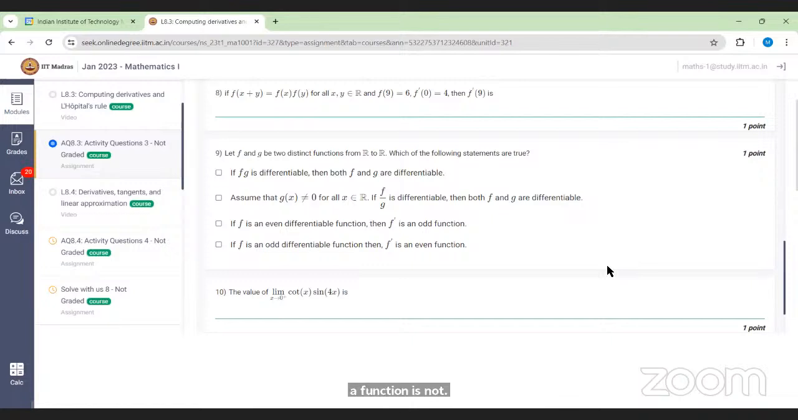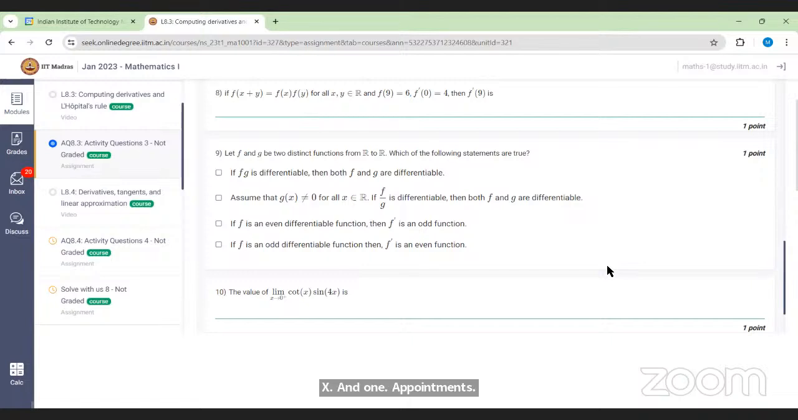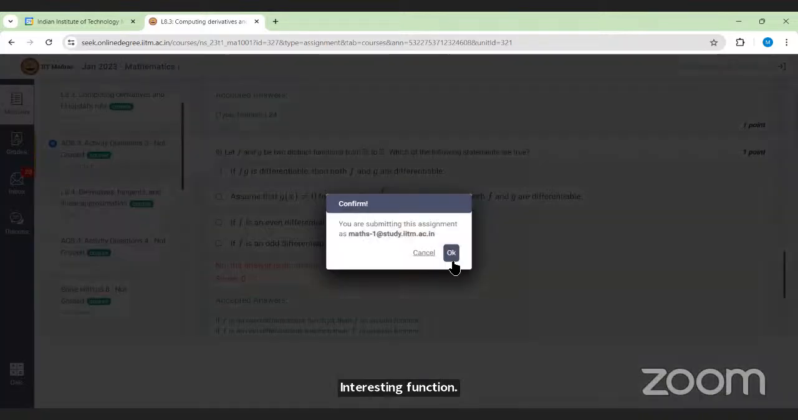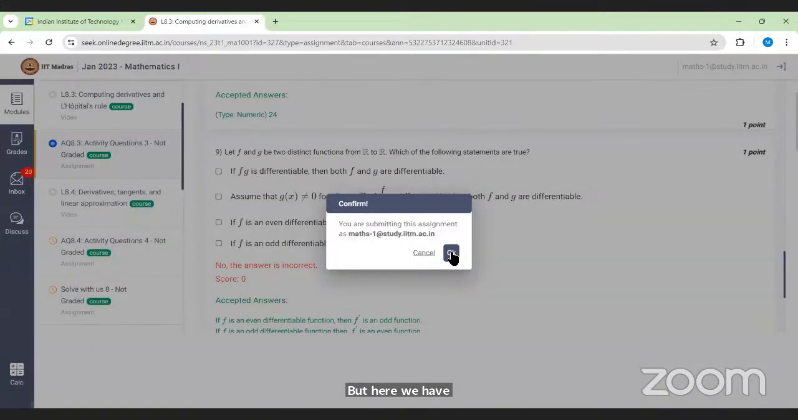Now assume that g of x is not equal to 0 for all x belonging to the real numbers. If f upon g is differentiable, then both f and g are differentiable. The same example works here, right? x and 1 upon x. Because again, g of x is not equal to 0. Distinct functions for all. But here we have to take R to R functions. But I think that will go.